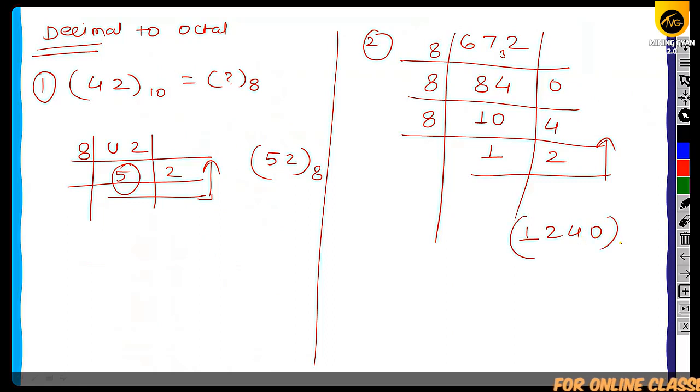Now the answer will be 1, 2, 4 and 0. So this is the octal form of 672, which is in decimal form.